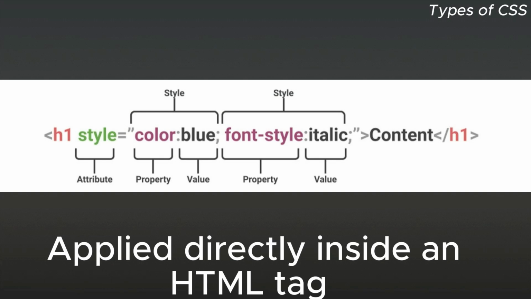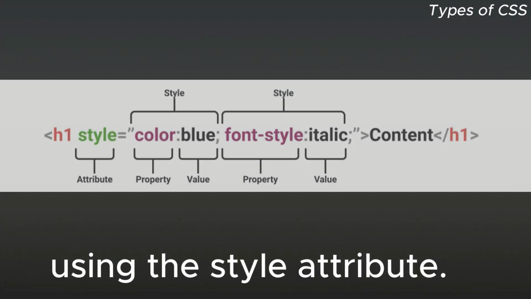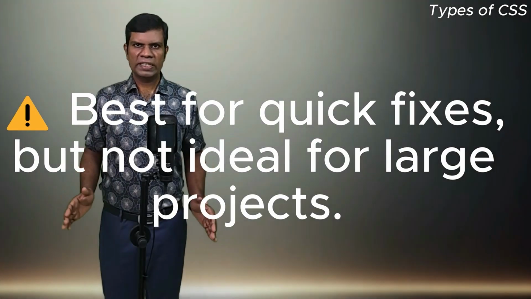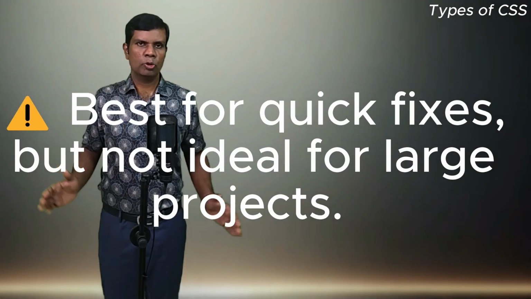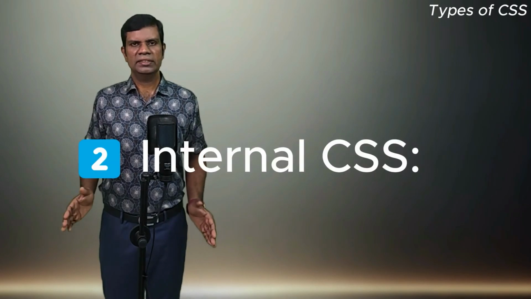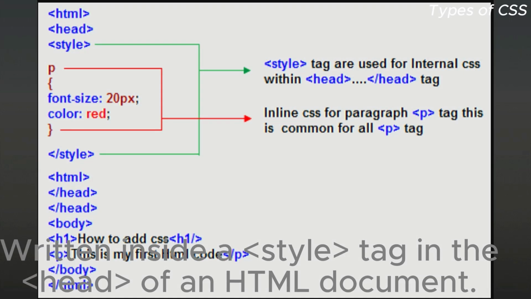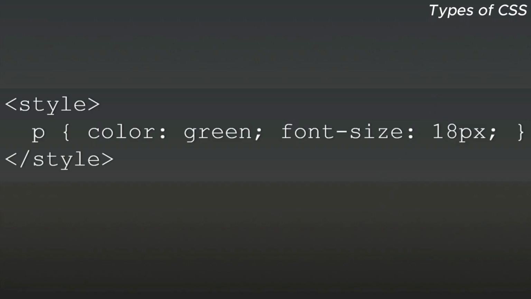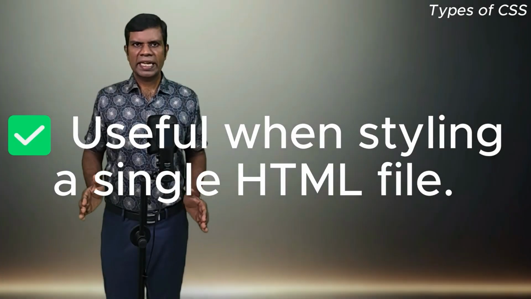Types of CSS. Now, there are three main ways we can apply CSS to a web page. Inline CSS. Apply directly inside an HTML tag using the style attribute. Example. Best for quick fixes but not ideal for large projects. Internal CSS. Written inside a <style> tag in the <head> of an HTML document. Example. Useful when styling a single HTML file.